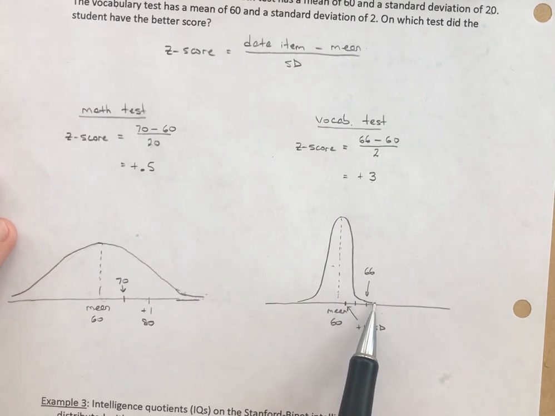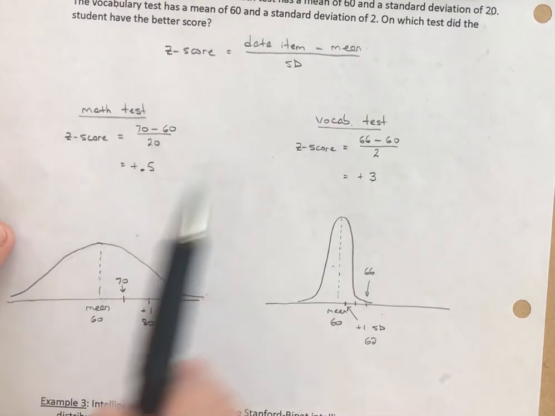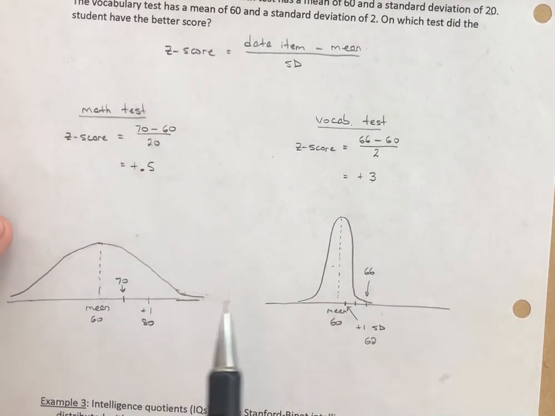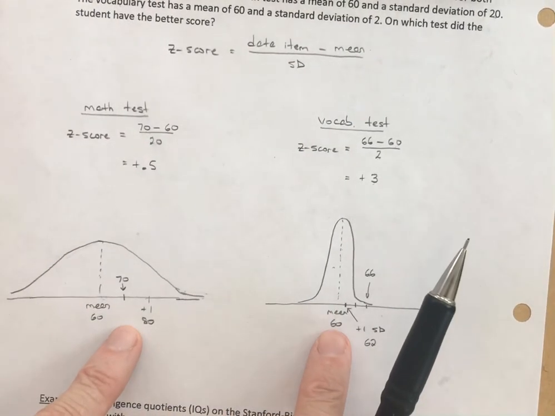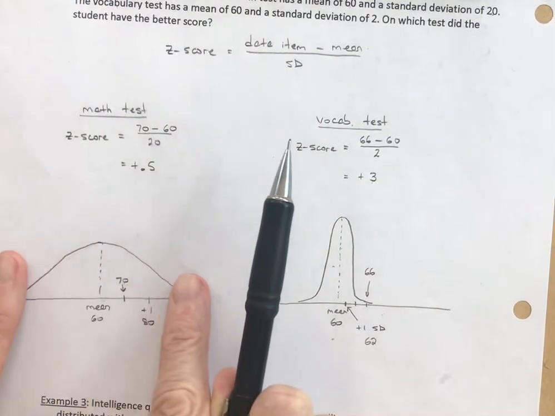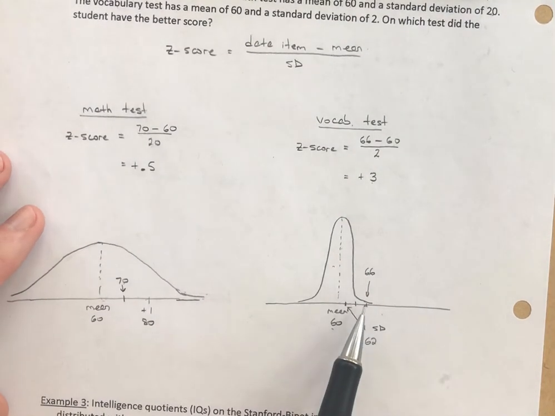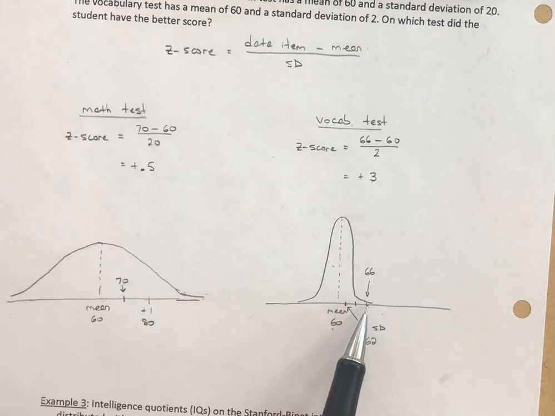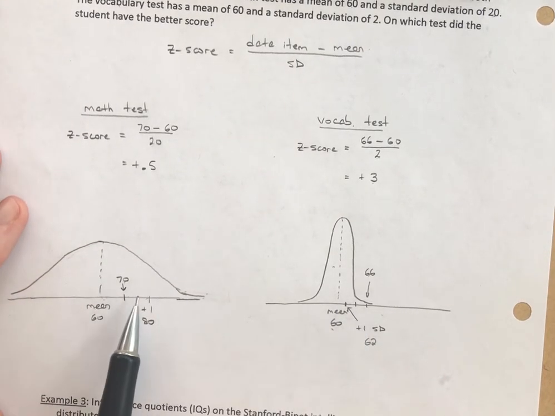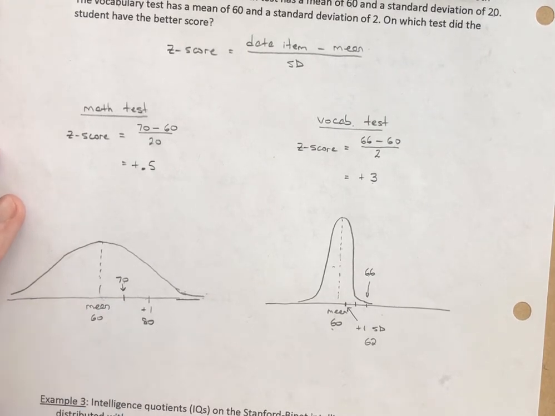And you can see very few students did better than this student. The vast majority did worse than this student. So the better score is on the vocabulary test. The higher score, assuming that they're both percentages, is on the math test. But that's because on the math test, the scores were so spread out, whereas on the vocabulary test, they were quite close together. And the 66 looks like it might have been the best score, or maybe the second best score. Whereas over here, this score is probably just barely better than the middle score, or the mean score.